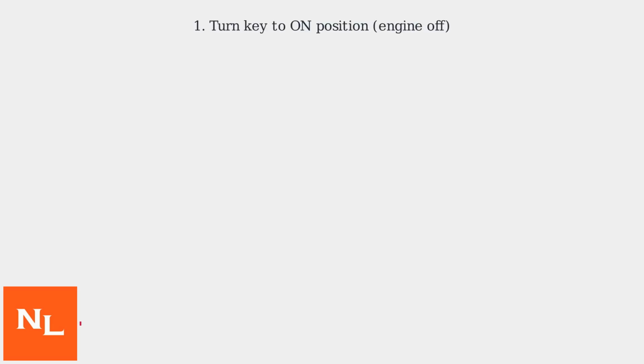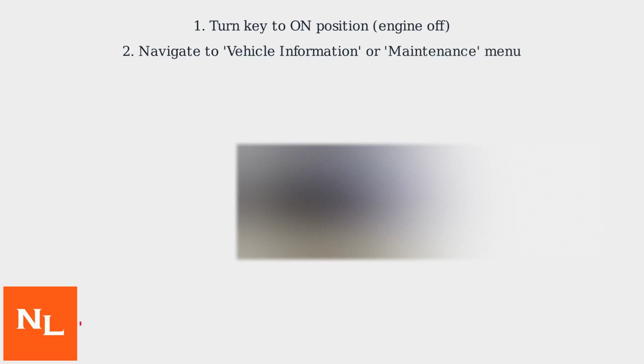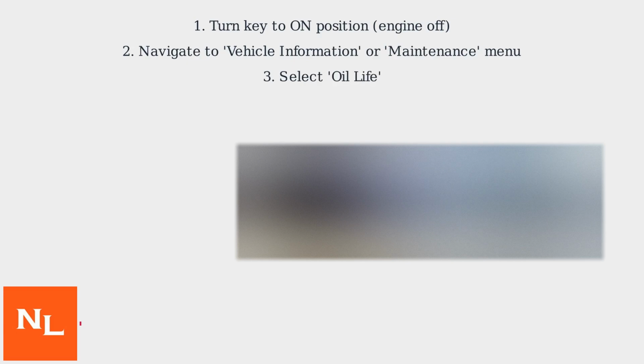To reset the oil life indicator on your 2018-2022 Honda Accord, start by ensuring the engine is off and the key is in the on position. Use the instrument cluster buttons to navigate to the vehicle information or maintenance menu. Select the oil life option from the menu. Follow the on-screen prompts to reset the oil life to 100%.